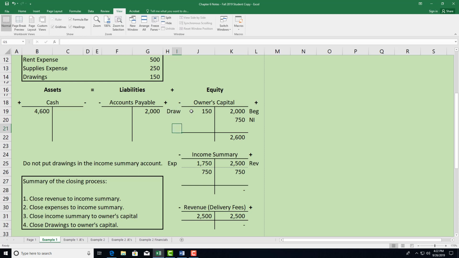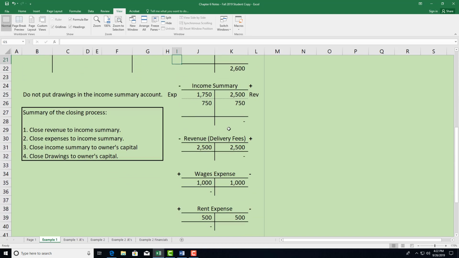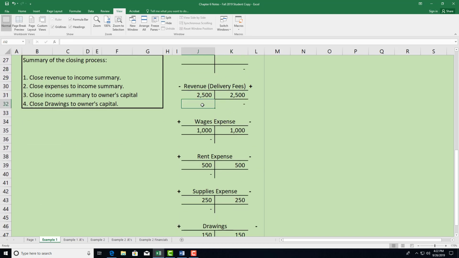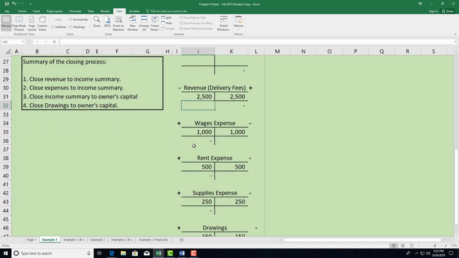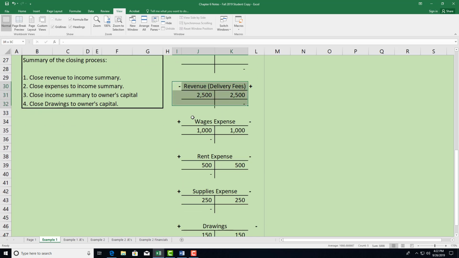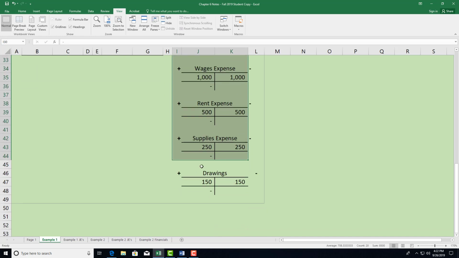Put a little note next to it. And now we have ending owner's capital of $2,600. That will go on the balance sheet. These accounts, income summary, revenues, expenses, and drawings, now have a zero balance. Now our income statement, again, will only include revenues and expenses, not drawings.